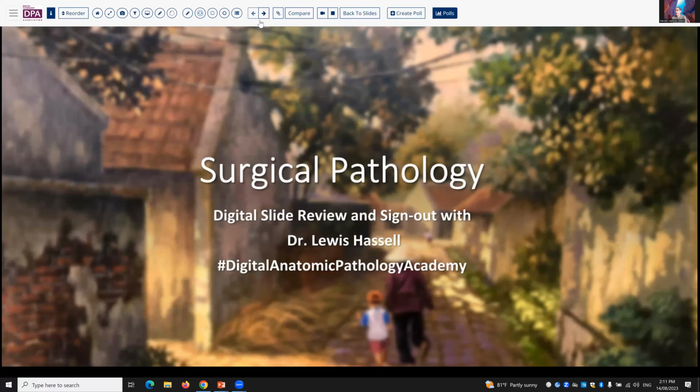Our case that I'd like to share with you comes from the realm of GI pathology. It's a characteristic case and one that we don't encounter all that often.